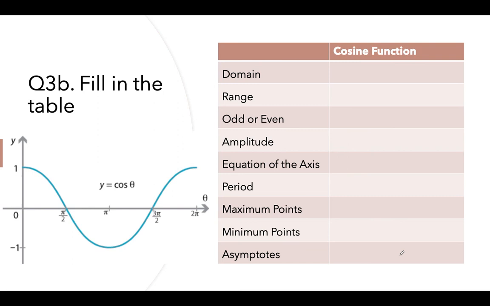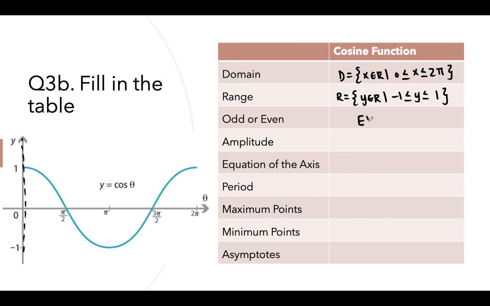Let's do a cosine function. So domain, as you can see, it's the same thing. X can be any real number. It's in between 0 and 2 pi, assuming it's one cycle. Range, y can be any real number. It looks like the lowest point is -1 and the highest point is 1. Is it odd or even? As you can see, it's symmetrical through the y-axis, so it is an even function.